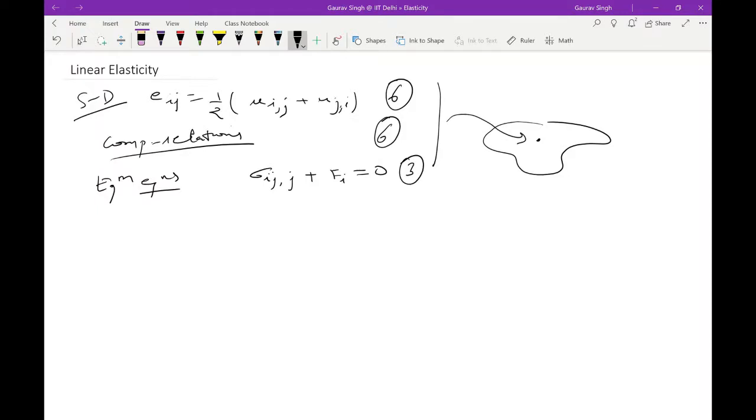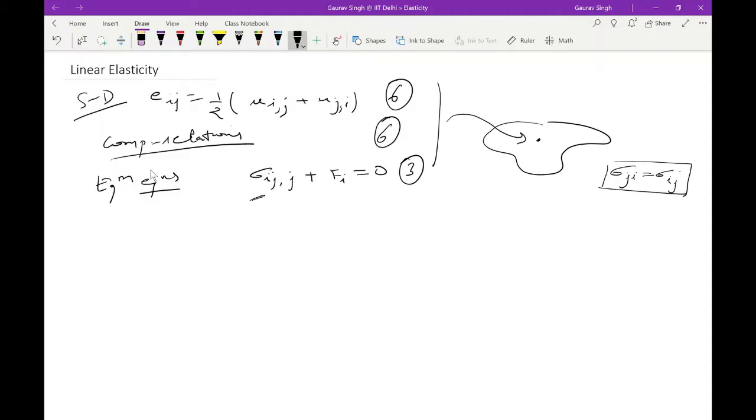There was also a relationship about moment balance, but as you knew, all it did was tell us that stress was symmetric. So it's not some new information, because the symmetry of stress is already implicit in this relation. Okay, now let's see.